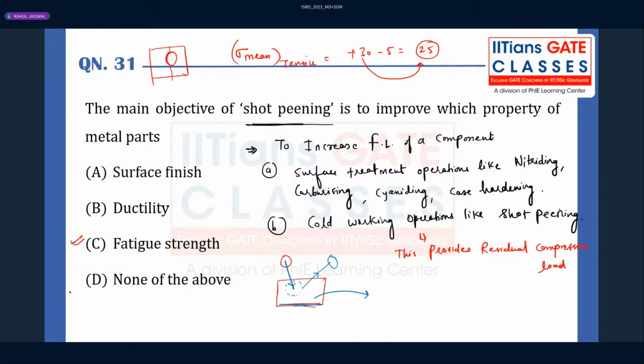So we have to be very, very precautious against both the failures. We have to stop both the failures, right? Sometimes it may happen that fatigue failure may not happen, but static failure will happen. So we have to stop that also.